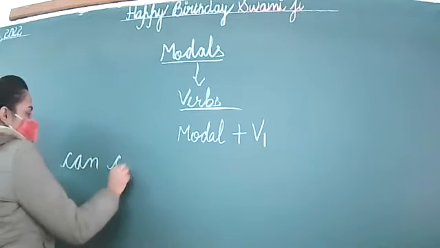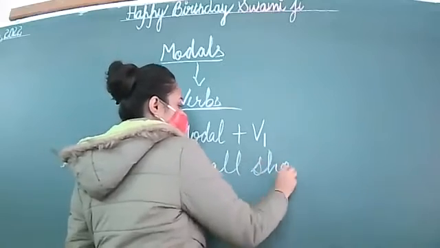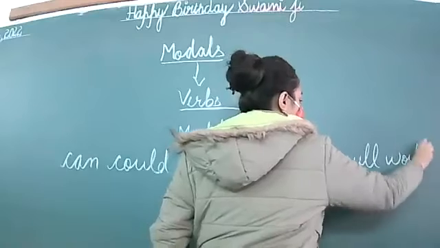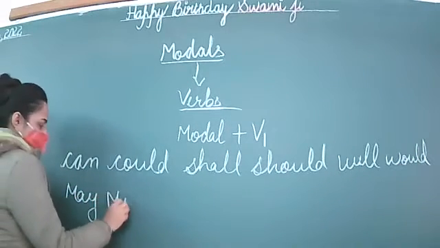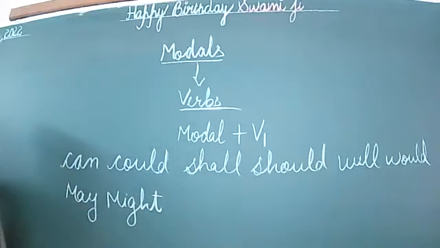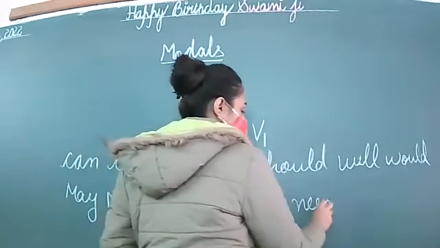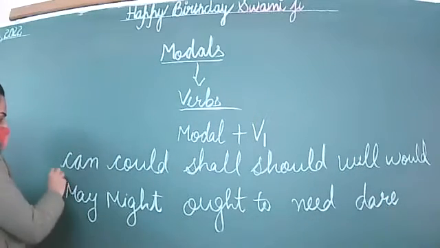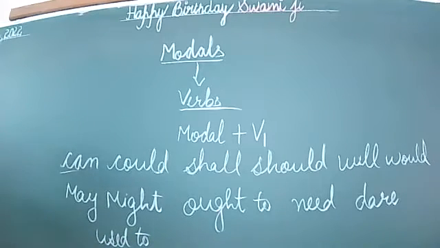Can, could, shall, should, will, would, may, might, have to, would not have to, may, might, ought to, need, dare, also sometimes we use this also. These are model auxiliaries.